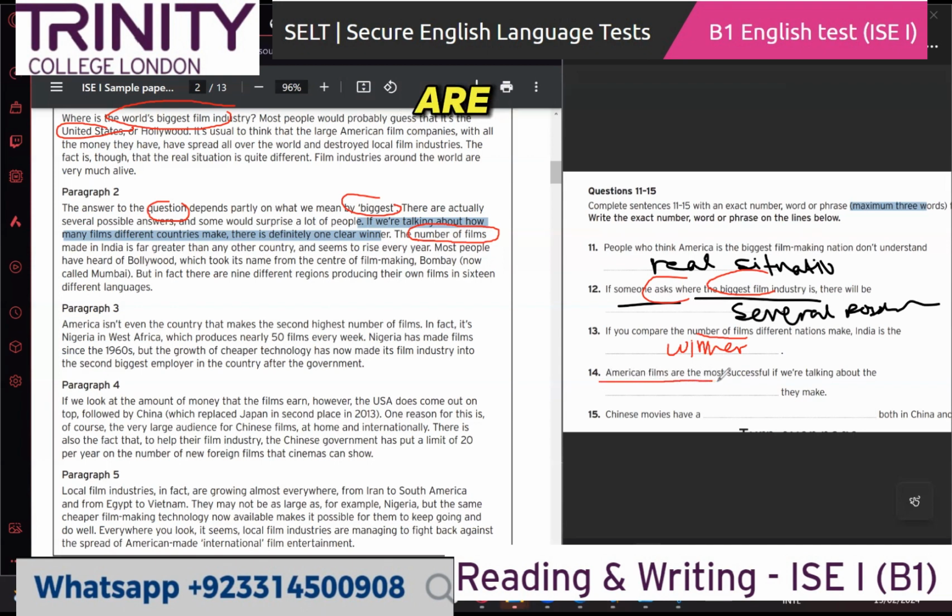American films are the most successful if you're talking about, okay, if we're talking about most successful, the US does come out on top. This means that USA is on top. Okay, this is the paragraph that refers to it. American films are the most successful if you're talking about the blank. If you're talking about what? China. No. If we look at the amount of money that the films earn, then America is on top. So about the money they make, you can also write the word amount of money they make.